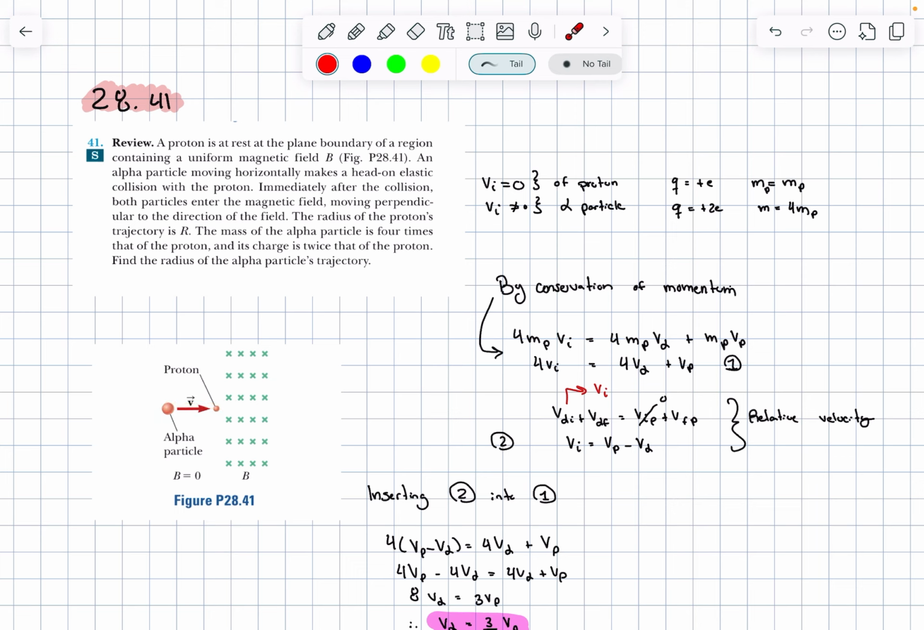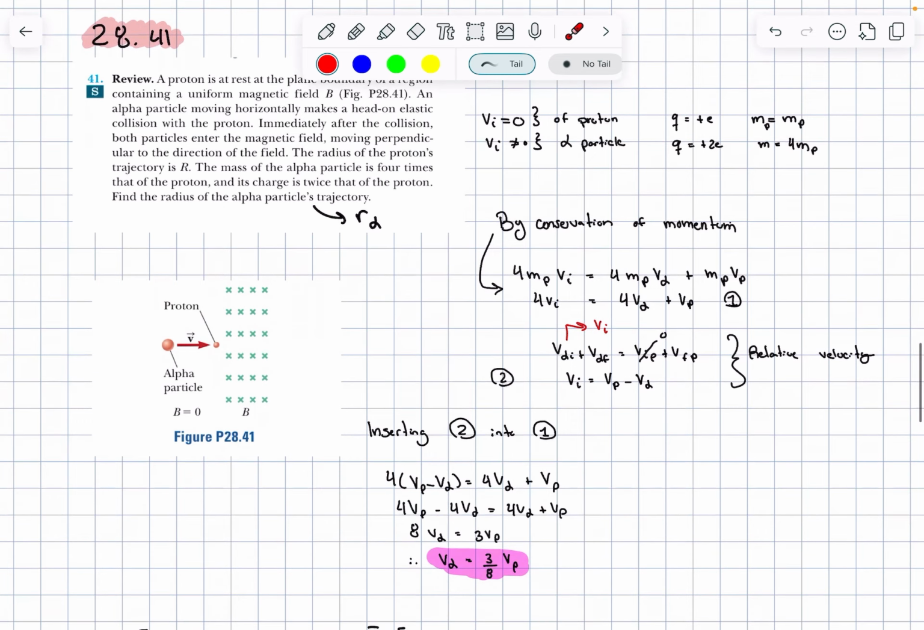Now we're told that the radius of the proton's trajectory is r, so capital R. We know what that is. The mass of the alpha particle, we are told, is 4 times that of the proton, charge is twice that of the proton. Find the radius of the alpha particle. So we want to figure out what the radius is, which we're going to call r sub a, given big R here.